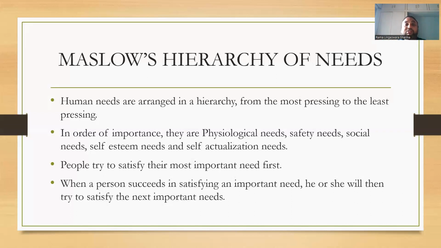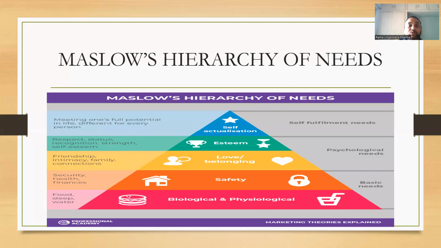That is what he mentioned. He mentioned that in a hierarchy you can arrange the needs. When a person succeeds in satisfying an important need, he or she will then try to satisfy the next important needs. Look at this figure. So this is a pyramid, and here you have biological and psychological needs, safety needs, love or belonging needs, esteem needs, and self-actualization as you go up the pyramid.